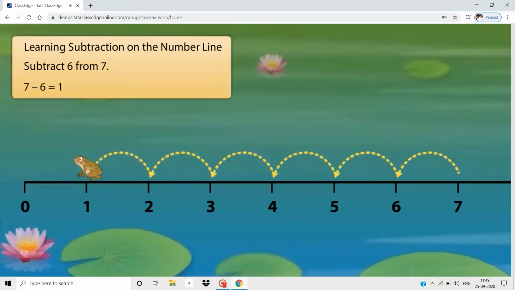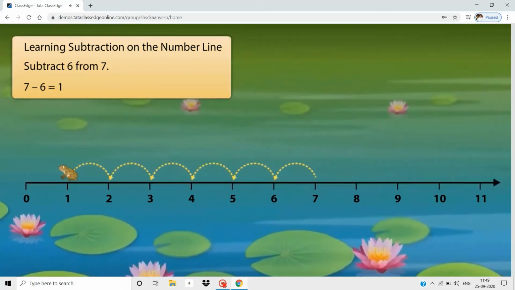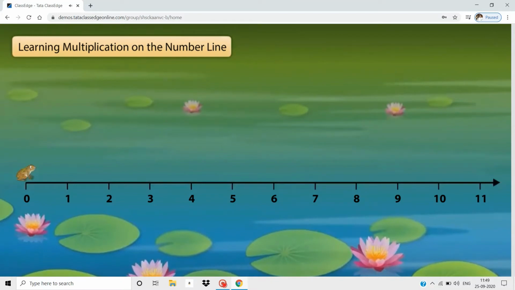We're left with 1. So, this shows that 7 minus 6 is 1. Isn't it fun? I hope you got the idea.